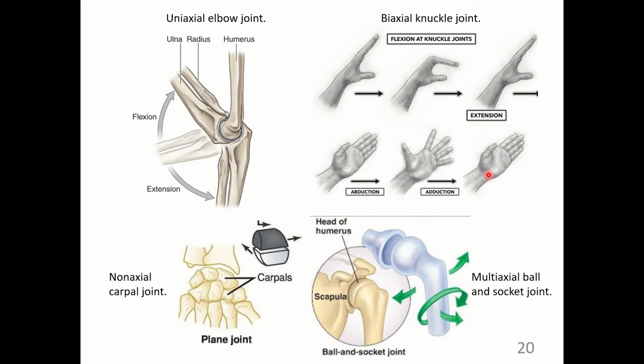So we're moving in two planes. The flexion and the extension is happening in the sagittal plane. The abduction and adduction are happening in the frontal plane.